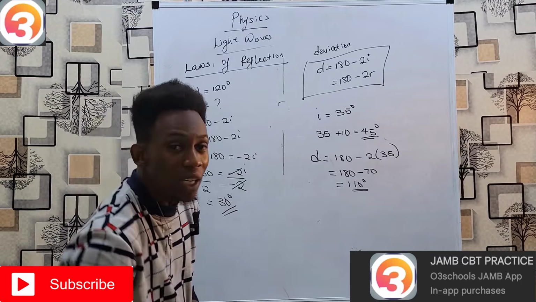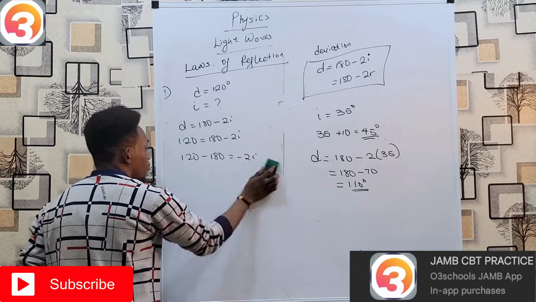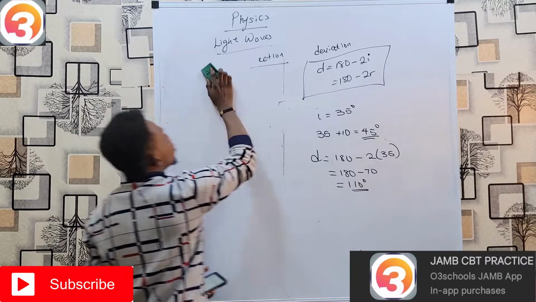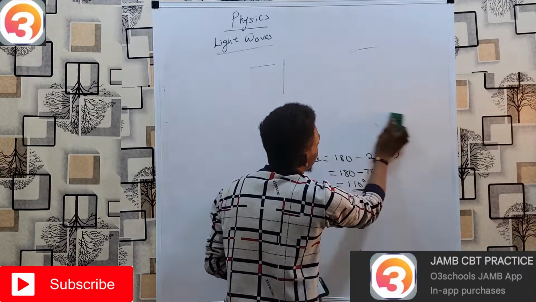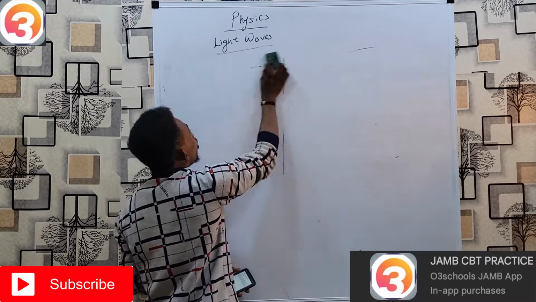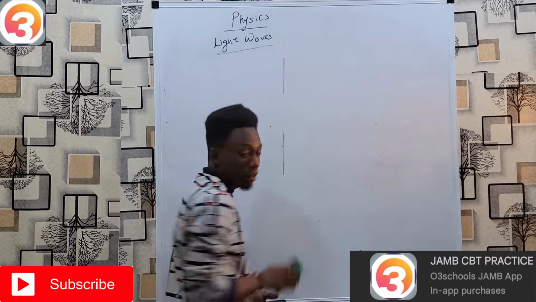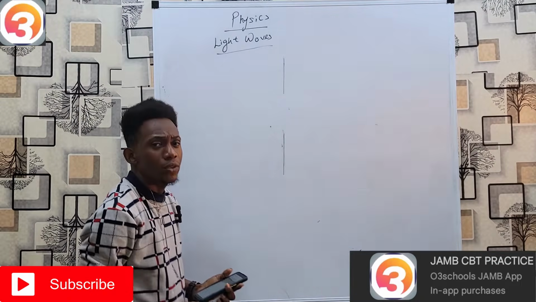If we're done with plane mirrors, we can move on to curved mirrors. Now, under curved mirrors, like I said previously, there are two types of curved mirrors: the convergent and the divergent. How do you get the difference?